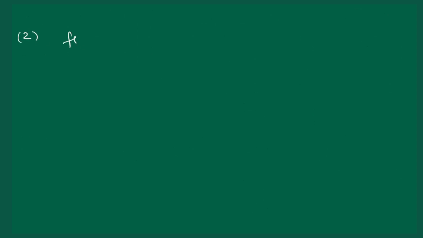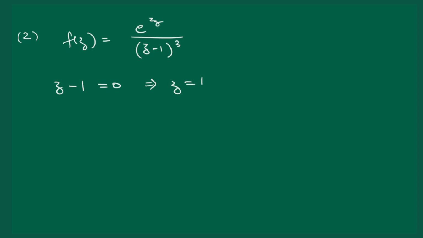The second problem is given as f of z equal to e to the power z divided by (z minus 1) whole cube. This is the second question given. So here, first let us consider the pole. Here z minus 1 is the denominator term. If we equate it to 0, z equal to 1 is the pole, but it is of order 3. Because it is repeated 3 times, we have to write z equal to 1 is a pole of order 3.